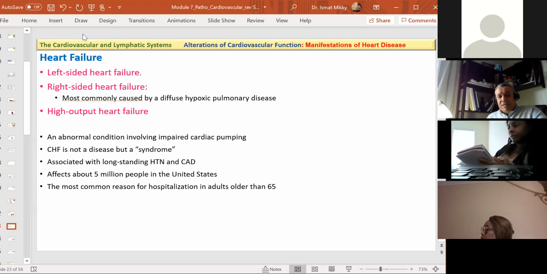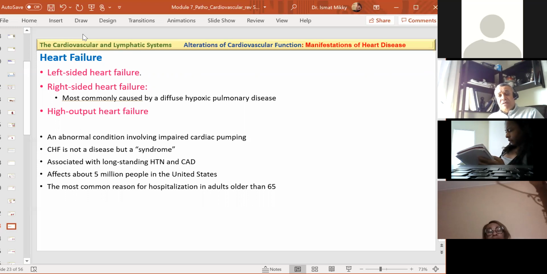So the left versus right side. The causes of chronic heart failure in general, we said hypertension, ischemia, valve dysfunction, like aortic stenosis, for example. Alcohol abuse could also result in a heart failure. Cocaine abuse, in addition to all the factors that we mentioned earlier. So the left versus right heart failure.